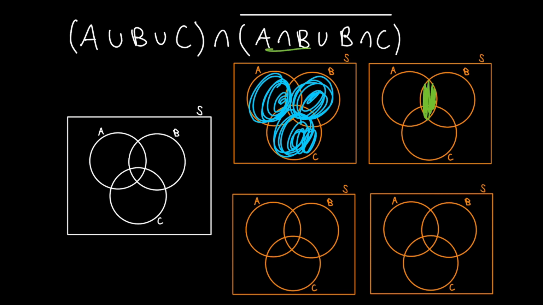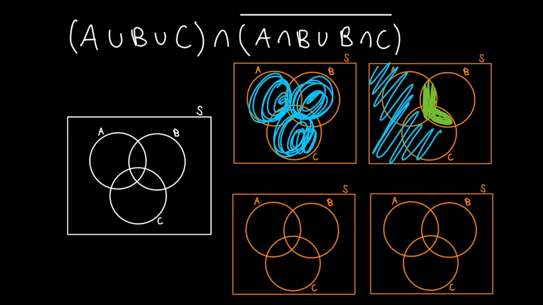So now we've already done this part, so we'll do this part, B intersection C. And B intersection C is this. Alright, but now we look, and this whole thing has a complement up top here. So it's everything but this green area. So in other words, it's all of this.